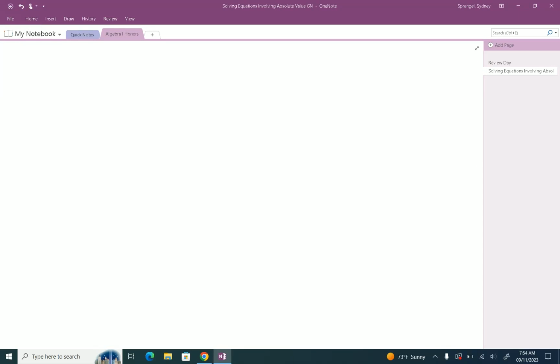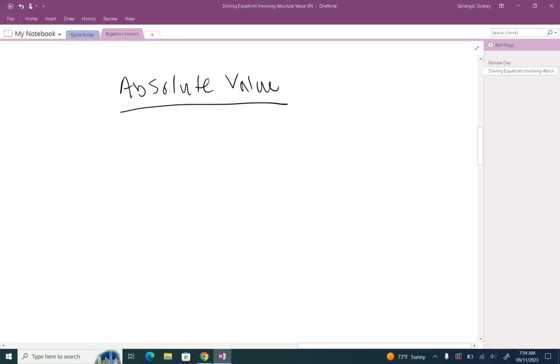Okay, we are talking about absolute value today. So, absolute value, what does that mean? The absolute value is a number's distance from zero.